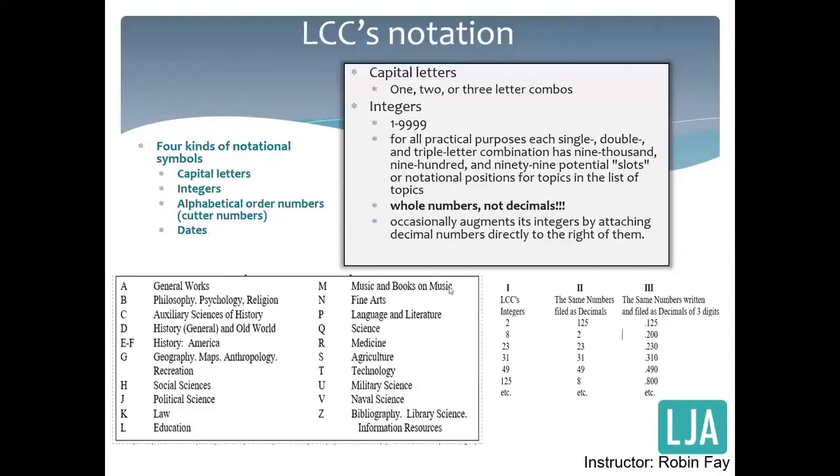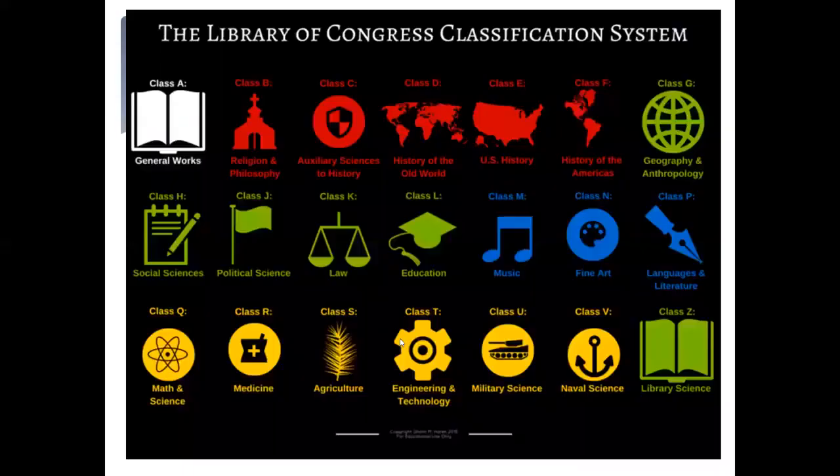So here's our basic list. It goes A to Z. It starts with those capital letters, and then almost all of these have at least the 2-letter combinations and sometimes a 3-letter combination. L's are another category that have the 3-letter combinations.